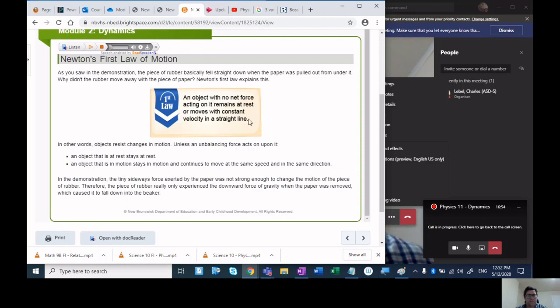So what do you need to write? You need to write what's inside this thing here. This is Newton's first law. Moving on.